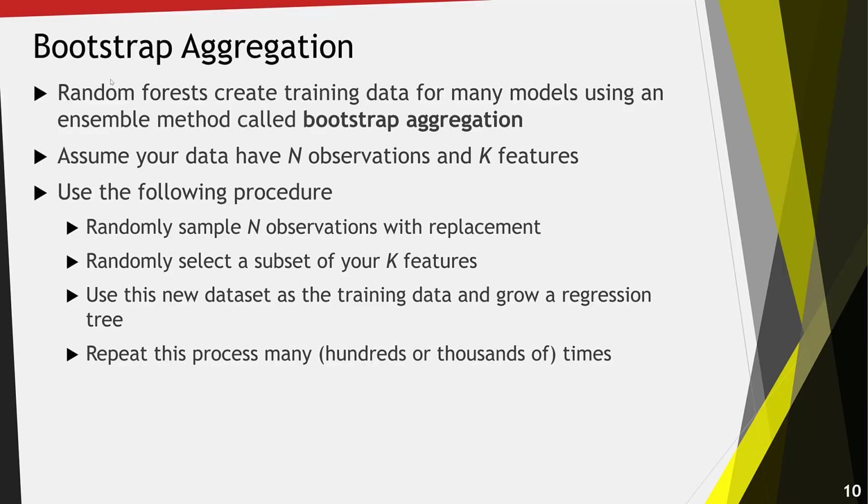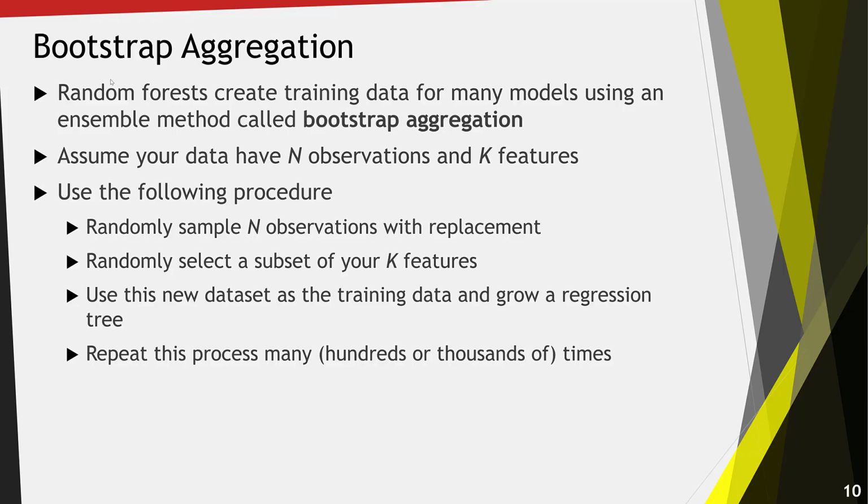Here's how it works. Suppose you have a large dataset with n observations and k features. You're going to use the following procedure. You randomly sample n observations from your original dataset with replacement, so individual observations might be repeated in your data. You're also going to randomly select a subset of your k features. This new dataset has n resampled observations and a smaller, less than k, subset of the features. You're going to use this new dataset as the training data and then grow one regression tree.